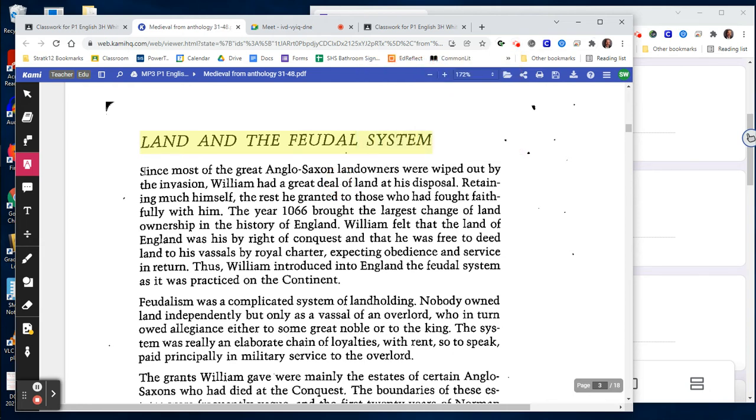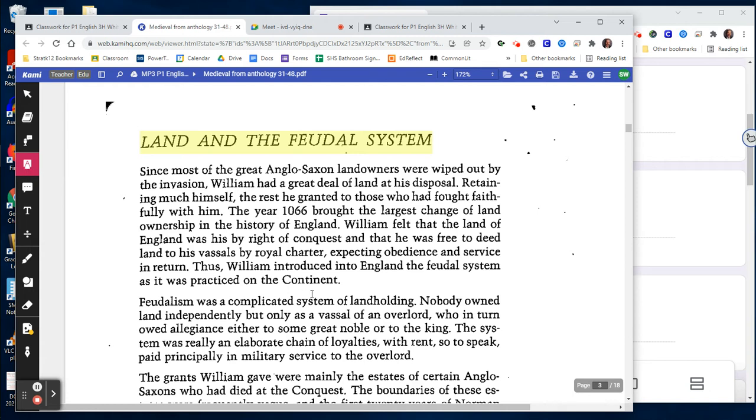Okay, next section, land and the feudal system. Since most of the great Anglo-Saxon landowners were wiped out by the invasion, William had a great deal of land at his disposal. Retaining much himself, the rest he granted to those who had fought faithfully with him. The year 1066 brought the largest change of land ownership in the history of England. William felt that the land of England was his by right of conquest, and that he was free to deed land to his vassals by royal charter, expecting obedience and service in return. Thus, William introduced into England the feudal system as it was practiced on the continent.